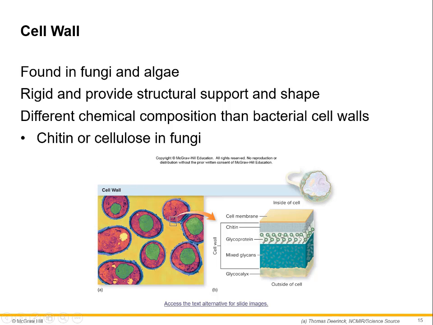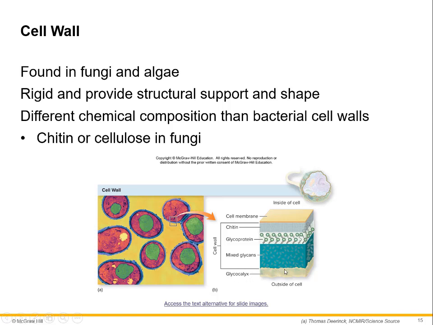So they have this layer of chitin and mixed glycans, which are sugars, and glycoprotein. So it's a very complex cell wall. And then the outer part is the glycocalyx, and then you have the cell wall, and then the cell membrane, and then the inside of the cell. So that is usually the order. That's something you should keep in mind.